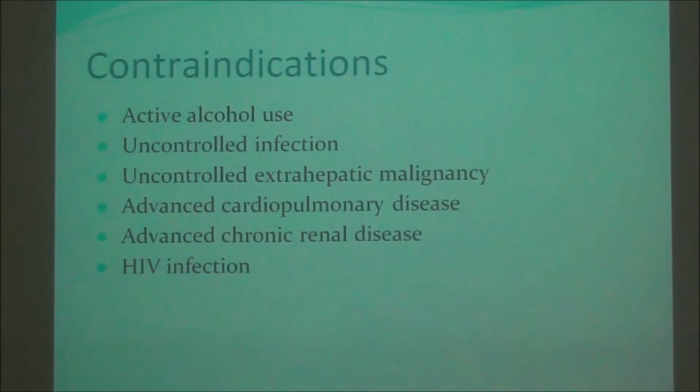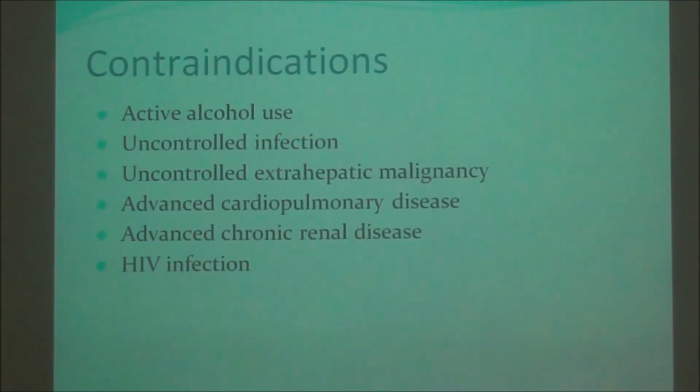What are the contraindications for liver transplant? Active alcohol use is a contraindication. Uncontrolled sepsis or infection, uncontrolled extrahepatic malignancy, advanced cardiopulmonary disease, advanced chronic renal disease, and HIV infection. HIV infection is in fact a relative contraindication, it's not an absolute one.